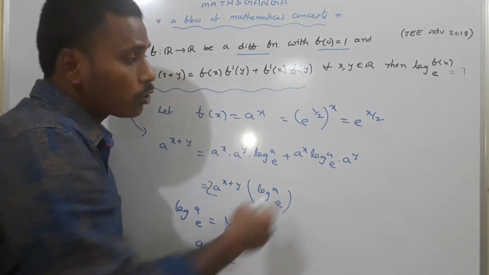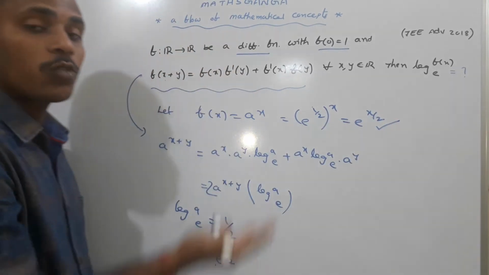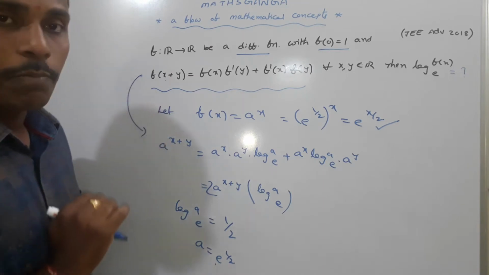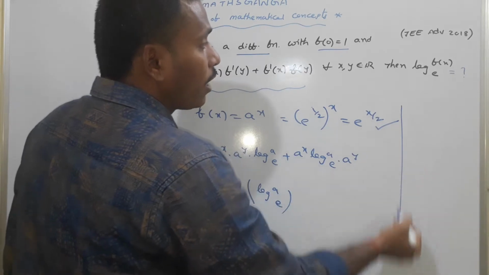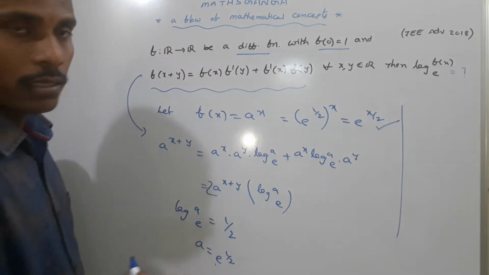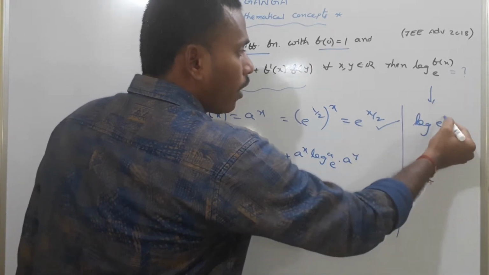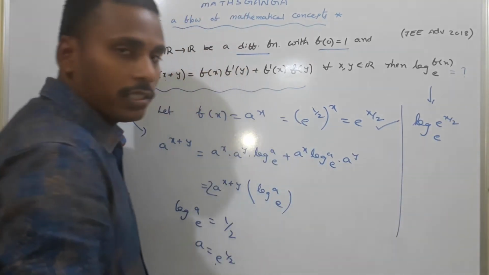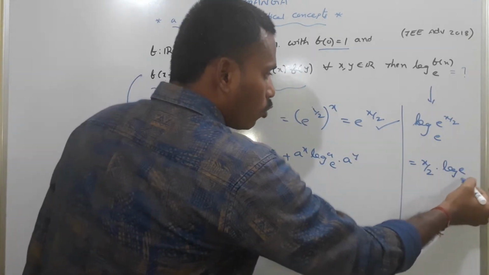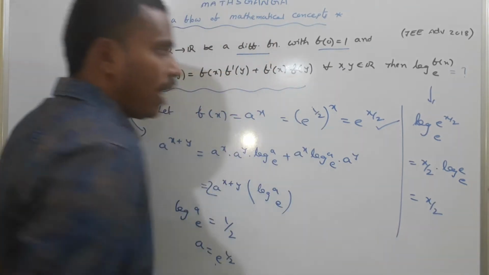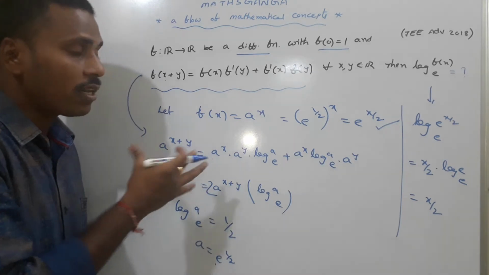Since f of 0 is equal to 1, e power x by 2 at 0 is also 1. So our required function satisfying the given relations is nothing but e power x by 2. And what we need to identify? We need to identify log f of x to the base e. So log f of x to the base e is nothing but the logarithm of e power x by 2 to the base e, and just drag that x by 2 out. So x by 2 times log e to the base e, and your answer is x by 2. So this is the problem solved by using the functional relation.